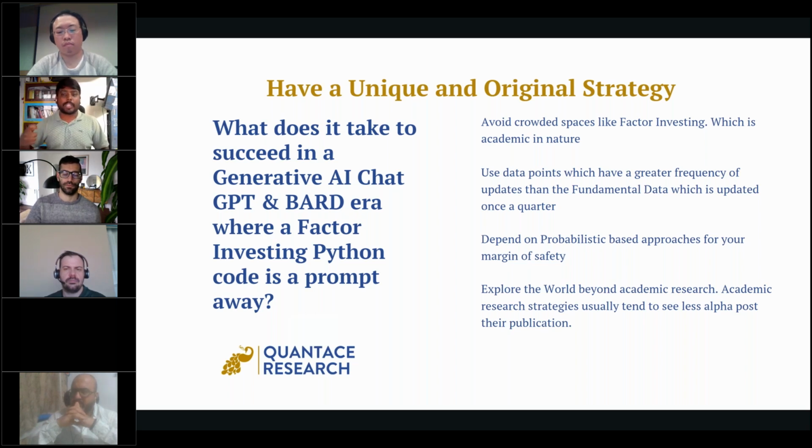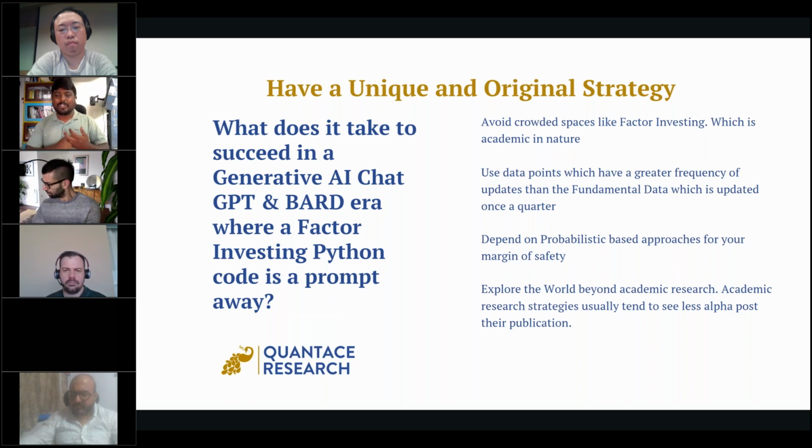The more you use academic research for your original work, the ability to add alpha will shrink with time. In fact, there is a study which says that whatever academic research gets published, the alpha usually tends to drop after the research is published. It is a crucial aspect which you'll have to take into account.